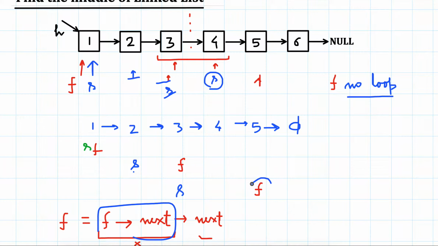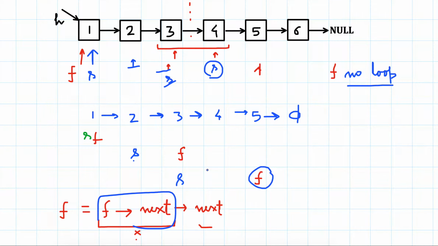So here we see that fast has reached the end and there is no next node. So we will stop here. Whatever the slow pointer is pointing to, we will print that. Similarly, for this case also we had printed this 4. So here the output would be 4 and here the output would be 3. So let's write a quick code for that.